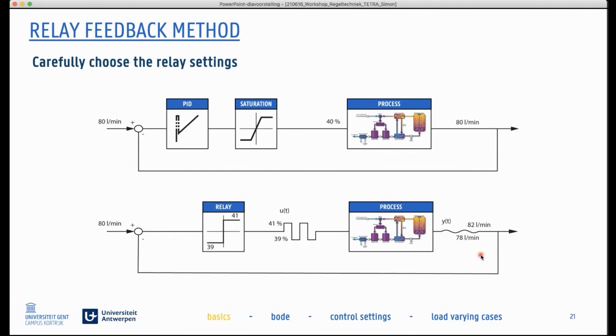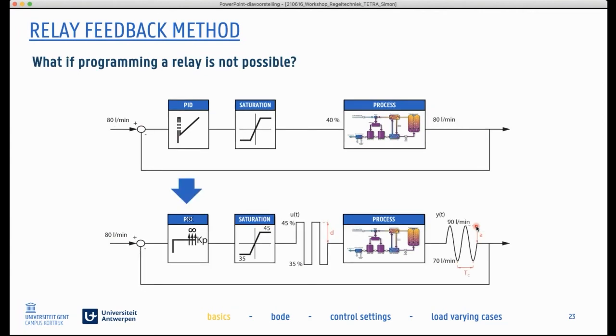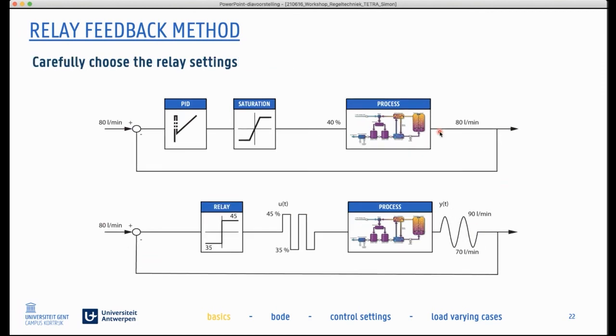Or maybe that variation is too low to measure. You put your relay at an on value of 45% and an off value of 35%. You can maintain your set point. We maintain our set point of 80 liters per minute, but now we have a variation between 70 liters per minute and 90 liters per minute, and that allows us to do a measurement, but it also still allows the rest of the factory to work with that system. It allows the rest of the factory to have a flow which is around 80 liters per minute.